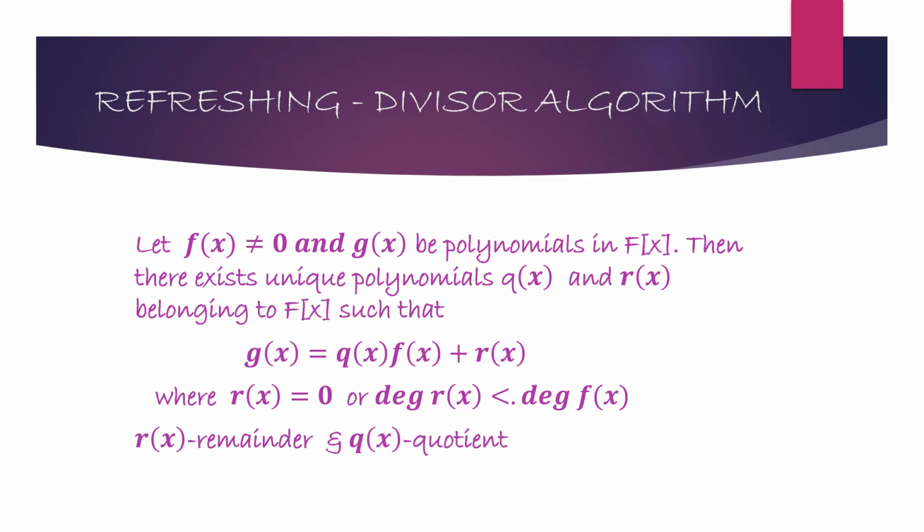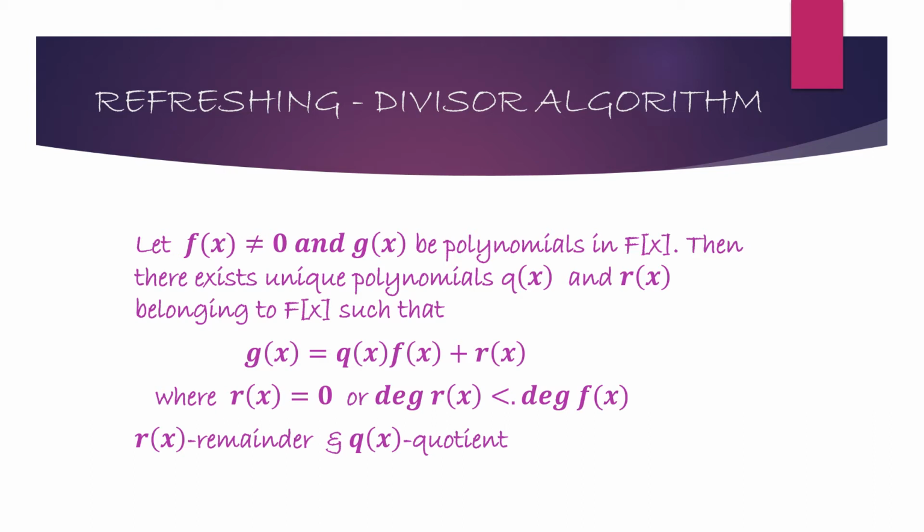So the divisor should strictly not be equal to 0. So what happens if it is equal to 0? If it is equal to 0, the entire term will be undefined. So that is a restriction done here. So necessarily the divisor should not be equal to 0. And here, how am I writing the dividend? The dividend is equal to the product of the quotient and the divisor plus the remainder. Okay. Now, r of x is the remainder, q of x is the quotient.